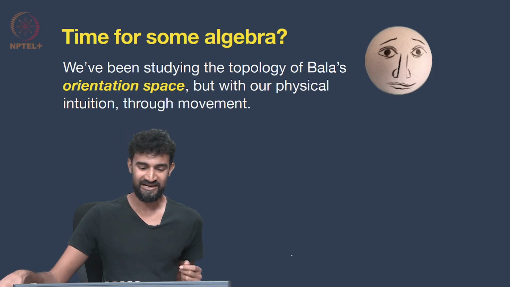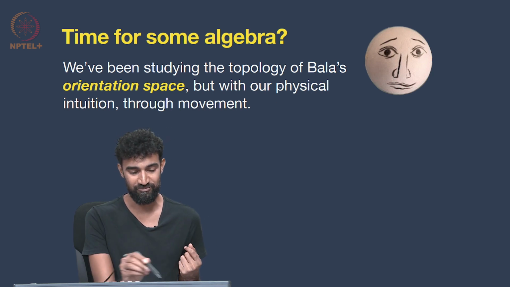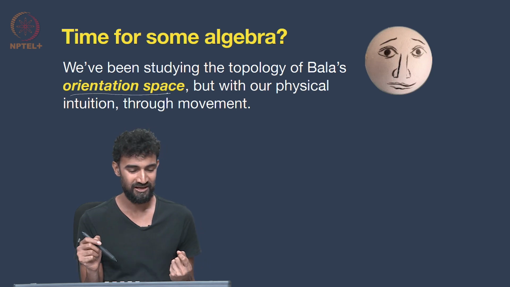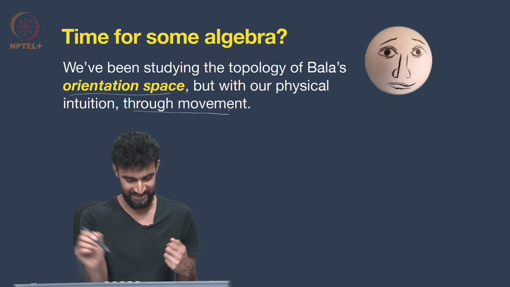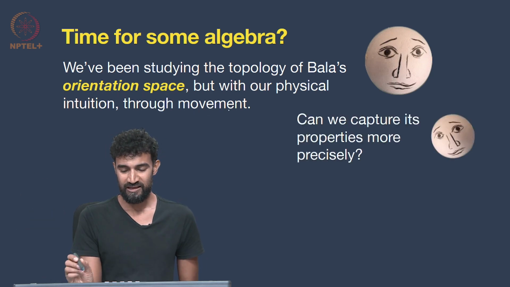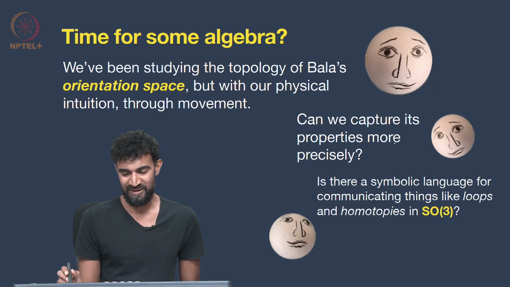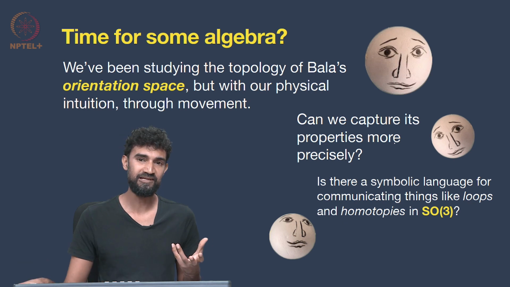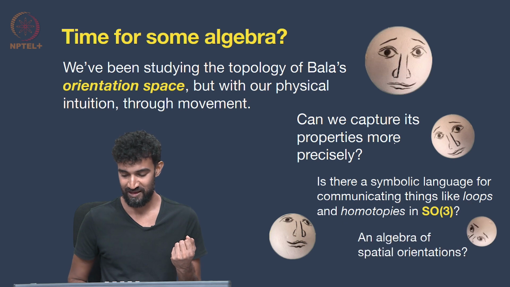So maybe now it's time for some algebra. We've been studying the topology, or shape, of Bala's orientation space, but using our physical intuition, our sense of spatial orientation, and through movement. So can we capture the properties of orientation space more precisely? And maybe is there a symbolic language for communicating things like loops and homotopies in SO3?